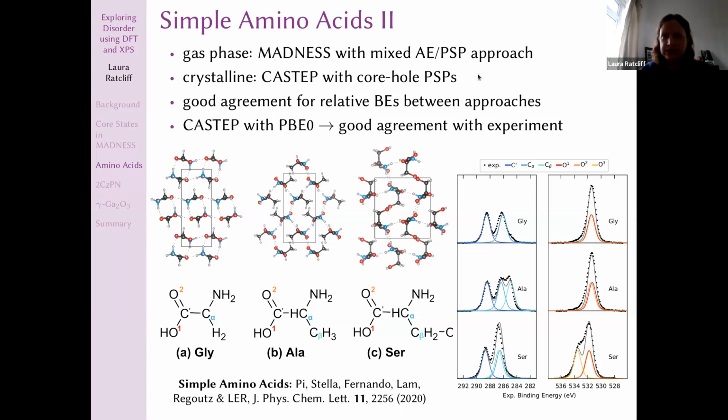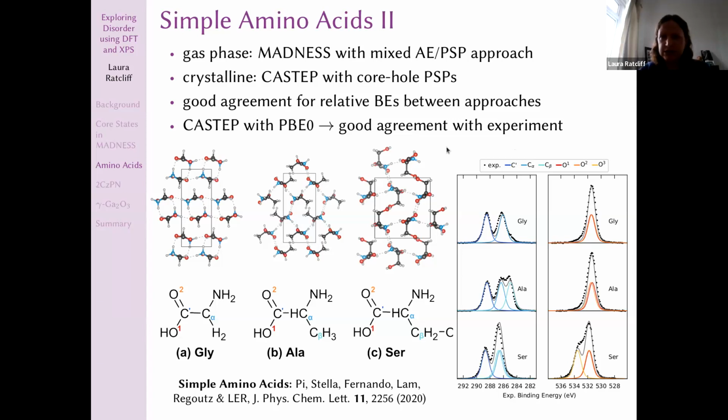So we did the CASTEP calculations for the solids, but we also used the supercell approach to calculate the core binding energies for molecules with CASTEP and compared them to the MADNESS results. And actually we found very good agreement. This was quite reassuring that, at least for the relative binding energies, which are what we're interested in, whether you use core hole pseudopotentials or MADNESS, you get pretty similar results. So this is a nice confirmation of both approaches.